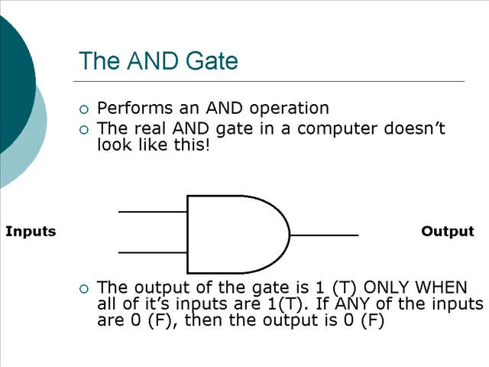Now, the real AND gate in the computer doesn't look like the diagram below. This is just a mental model, just like the NOT circuit. It has, in this case, two inputs. And if all of those inputs are true, or 1, then the output is a 1. Otherwise, the output is 0. So if any of the inputs is 0, which means false, then the output will be false.